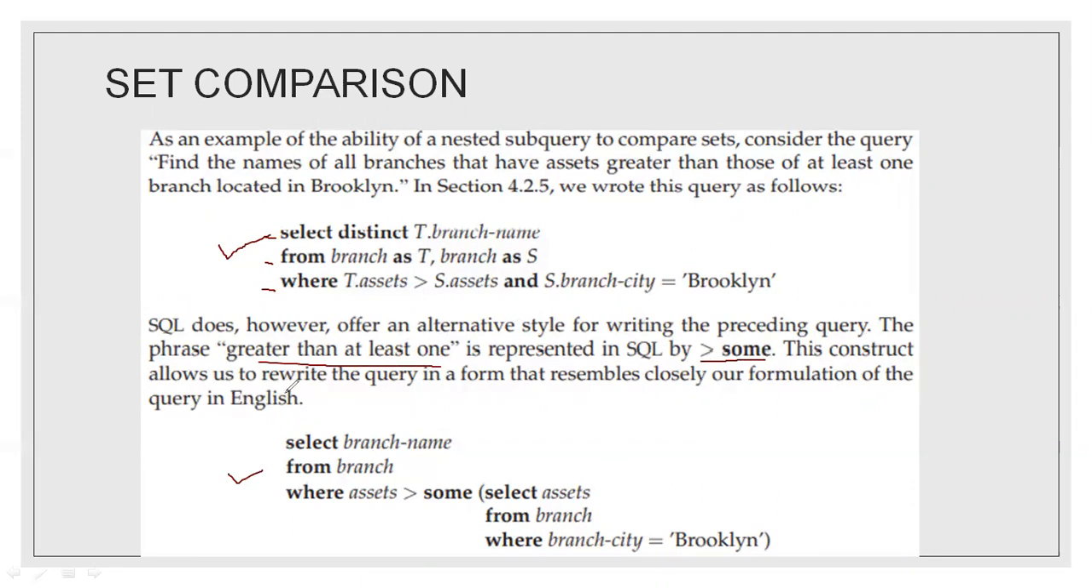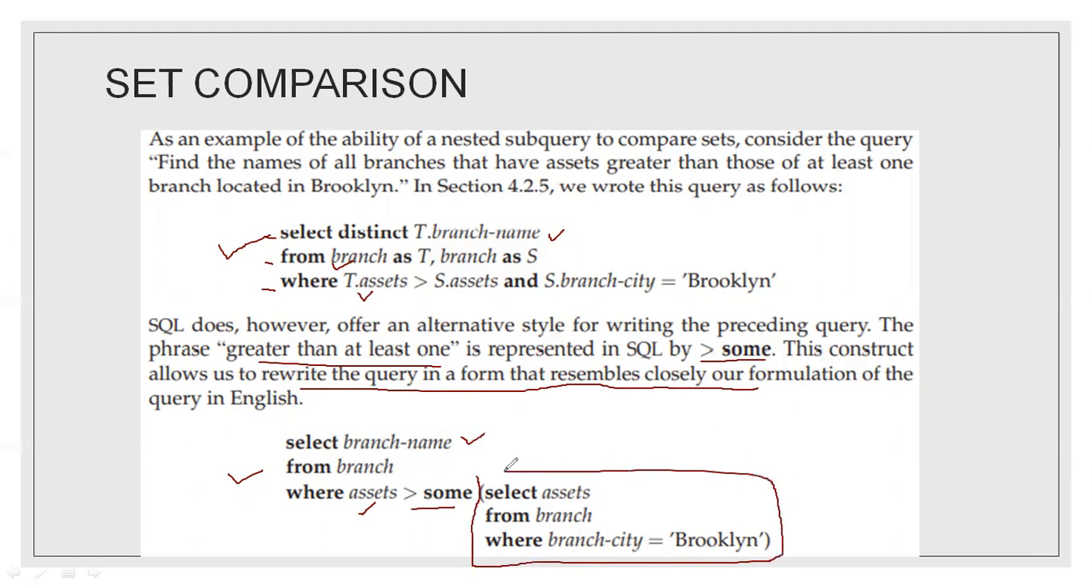So this construct allows us to rewrite the query in a form that resembles closely our formulation of the query in English. Now see how it is done. Select branch name from branch, where assets greater than some, and this is another query. What is this query? Select assets from branch where branch city equal to Brooklyn.